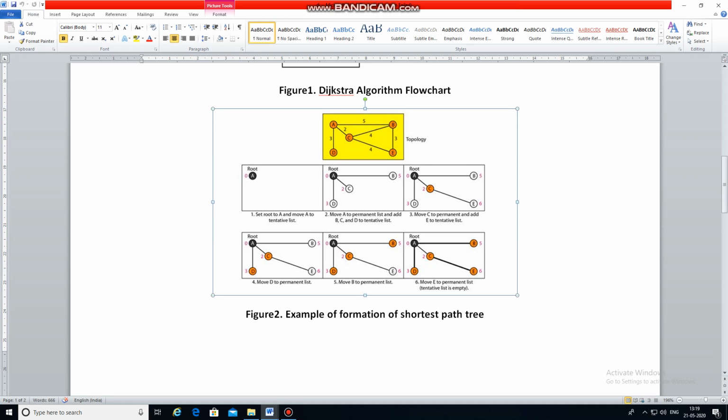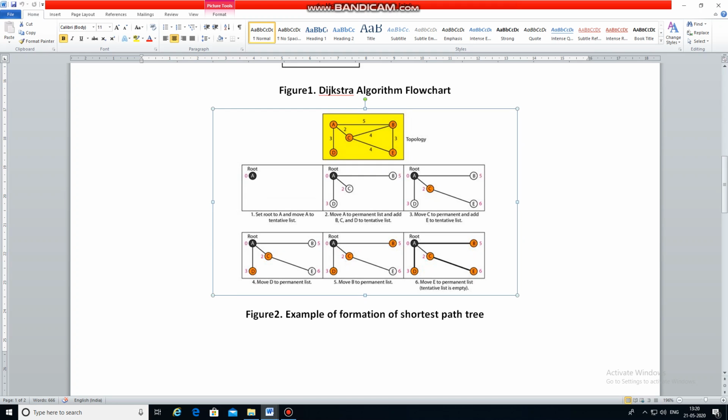For example, from A, we have direct connections to B, C and D, right? So you can see that we move A to the permanent list and add B, C, D to the tentative list, right? B, C, D are direct contacts, so we added them to the tentative list, right? And we can see the weightage of each path, that is 5, 2 and 3, right? Now among that we will take the one with the least weightage, right?